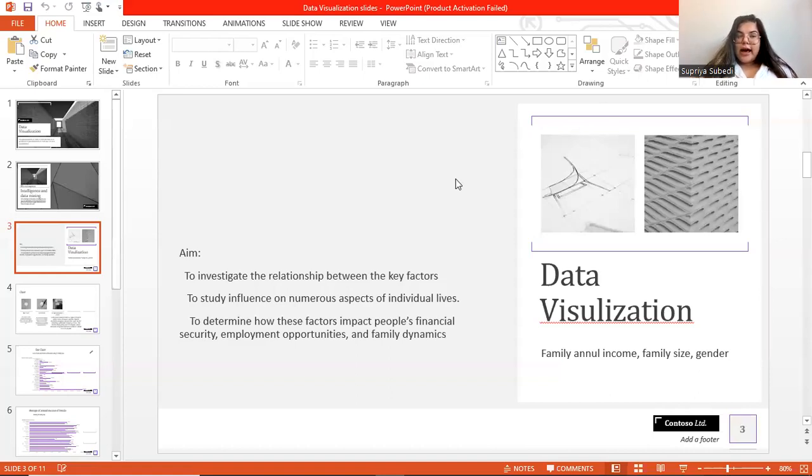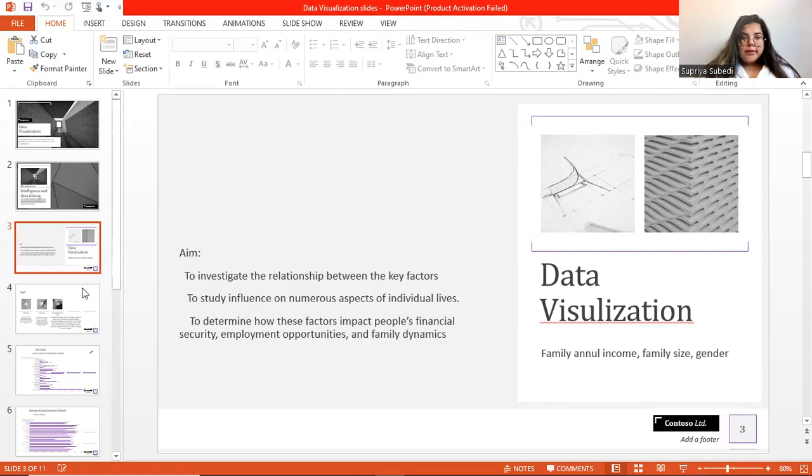So I have shown you my Excel dashboard. Now the main aim of this project is to investigate the relationship between the key factors: gender, family size, work experience, and the professional. The main motive of this project is also to study the influence of various aspects of individual lives, to determine how these factors impact people's financial security, employment opportunities, and family dynamics.